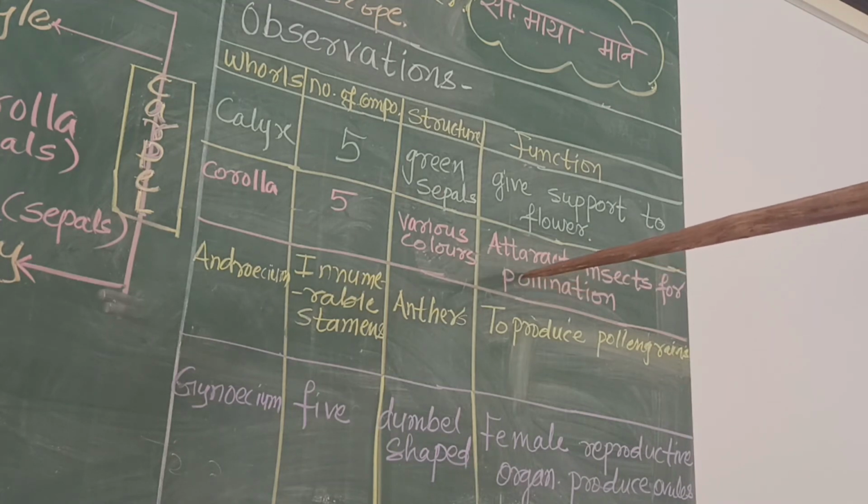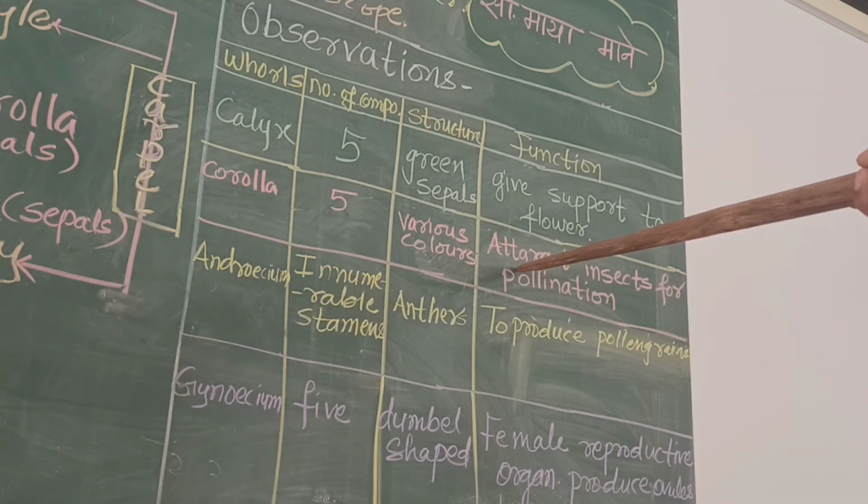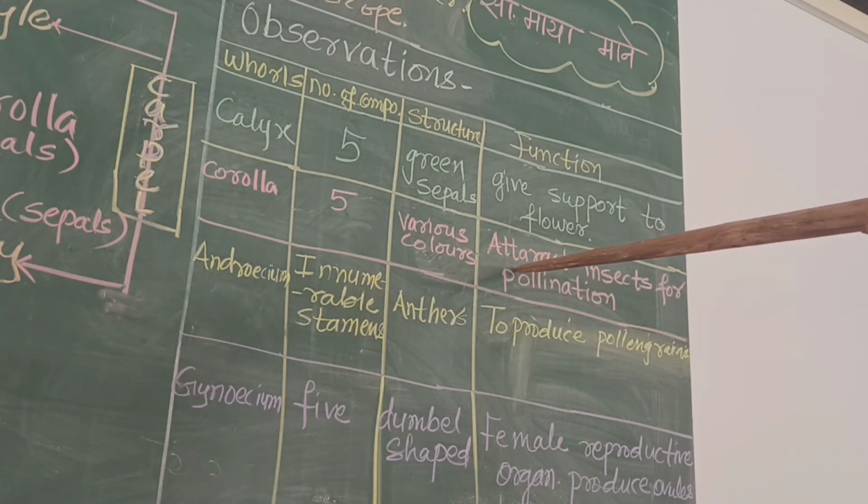Pollination means the transfer of pollen grains from anther to stigma with the help of some media like insects, water, wind. These are the agents for pollination, and that process is known as pollination.